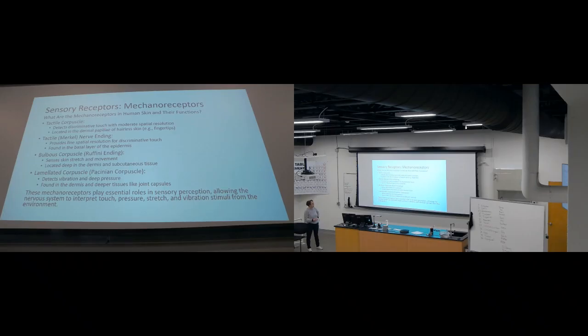And then we have Ruffinis, or bulbous corpuscles. So these ones detect stretch and movement. They are located deeper in the dermis and also sometimes in the subcutaneous tissue. Because they are deep, you have to press harder against the skin so that you can detect deep touch with these Ruffinis. And then we have lamellated corpuscles or Pacinian corpuscles that help us to detect vibration and deep pressure. They are found in the dermis and also in joint capsules.